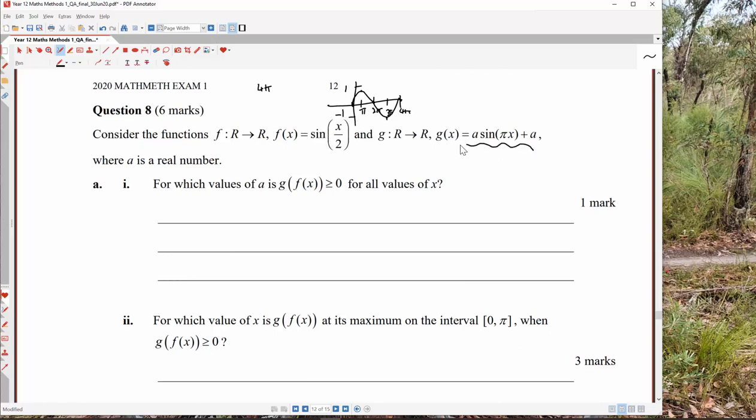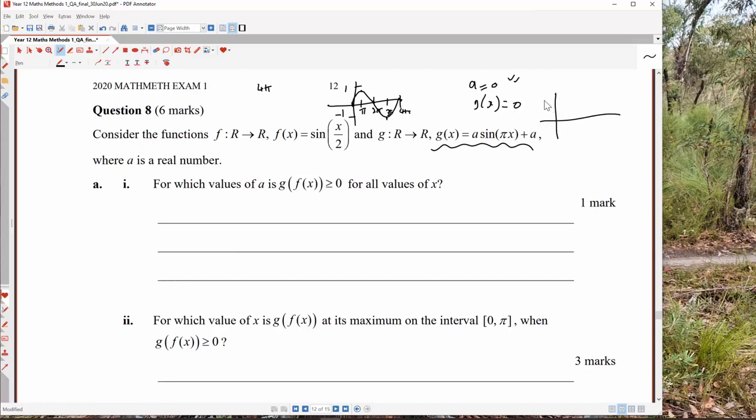Okay, now let's sketch this one here. And what I'm going to do is sketch it for, let's go a equals 0 first of all. So that's going to be g of x equals 0 times that plus 0, which is 0. So it's greater than or equal to 0 at a equals 0. Right, now let's sketch it for a greater than 0.